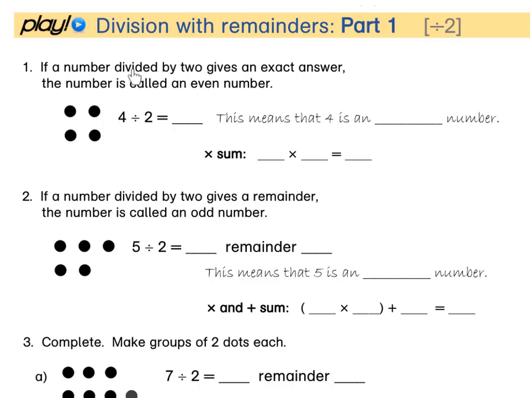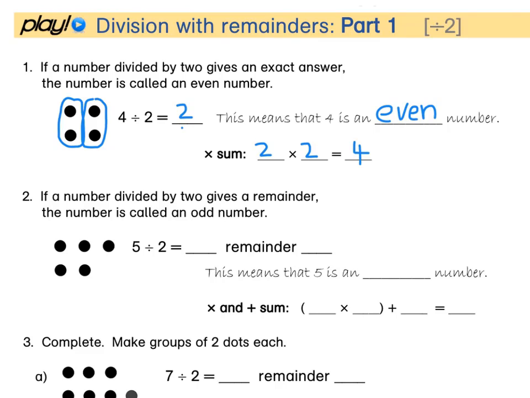If a number divided by 2 gives an exact answer, the number is called an even number. If we look here, 4 divided by 2, let's just show it grouping. There's one group of 2, there's another group of 2, and we have 2 groups. This means that 4 is an even number, because when we divide it by 2, it gives an exact answer. To check our answer with our multiplication sum, 2 times 2 is 4.